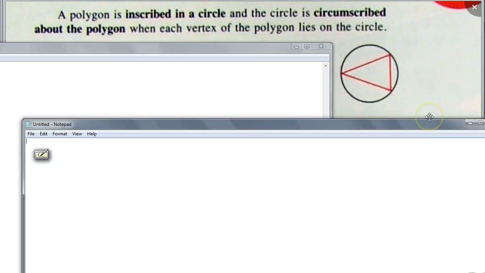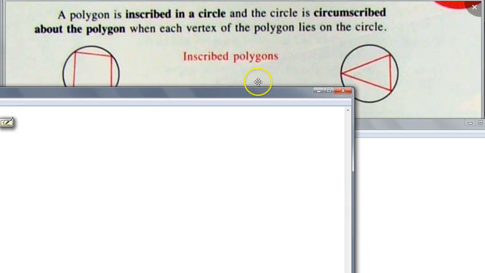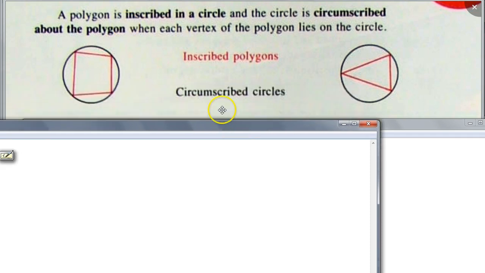Here's another picture that describes a polygon inscribed in a circle and a circle circumscribed about the polygon. Is that okay? There's actually a shorter way of saying a polygon is inscribed in a circle. You say inscribed polygons. So these red polygons are inscribed polygons. Also, if I'm talking about the circle, another way of saying the circle is circumscribed about the polygon is circumscribed circles. You see the black circles? Those circles are circumscribed circles.